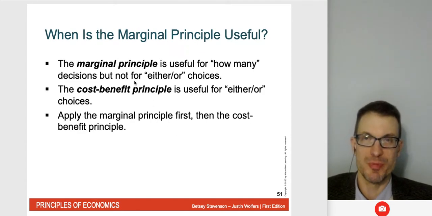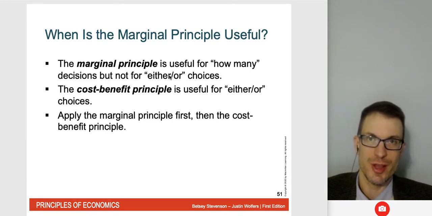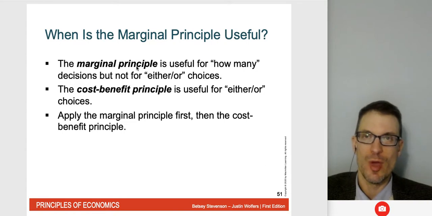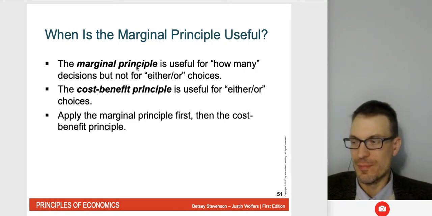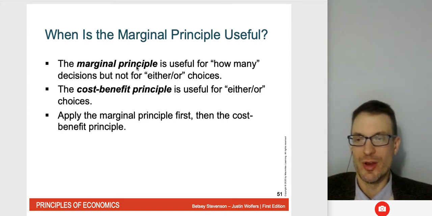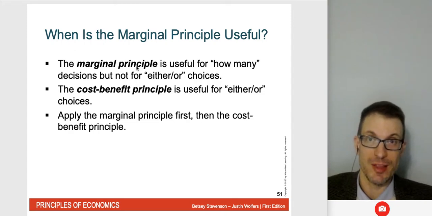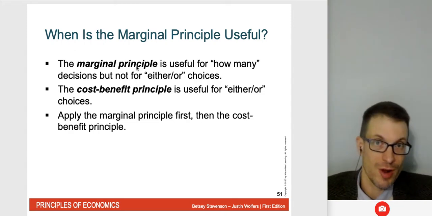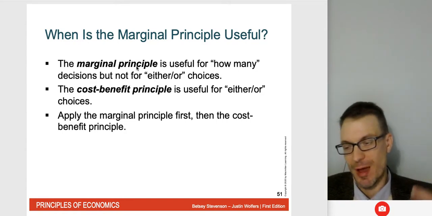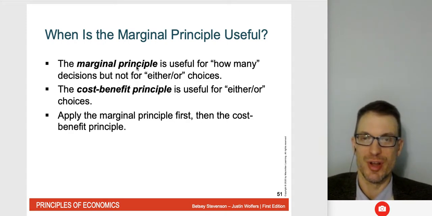All right, so when's the marginal principle useful? Well, it's useful for how many decisions, not for either or decisions, right? In either or, you do one thing or you do the other, and you can't really break that down into an incremental decision. The marginal principle is good for finding the optimal stopping point when you're accumulating iterations of whatever that activity is, right? So this would be like, when am I going to stop running? Should I stop when I get to my driveway, or the driveway before, or the driveway after, right? You've got this incremental decision. That's a how many decision. It's like how many feet, how many miles, whatever should I run?